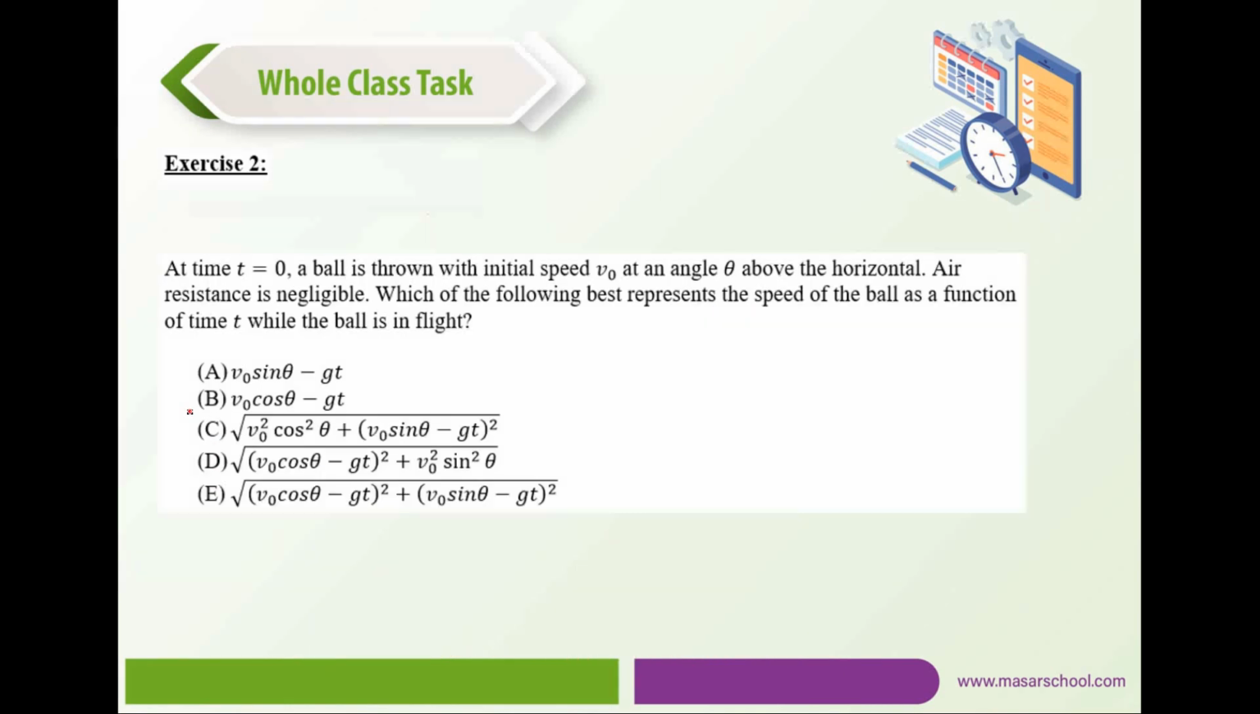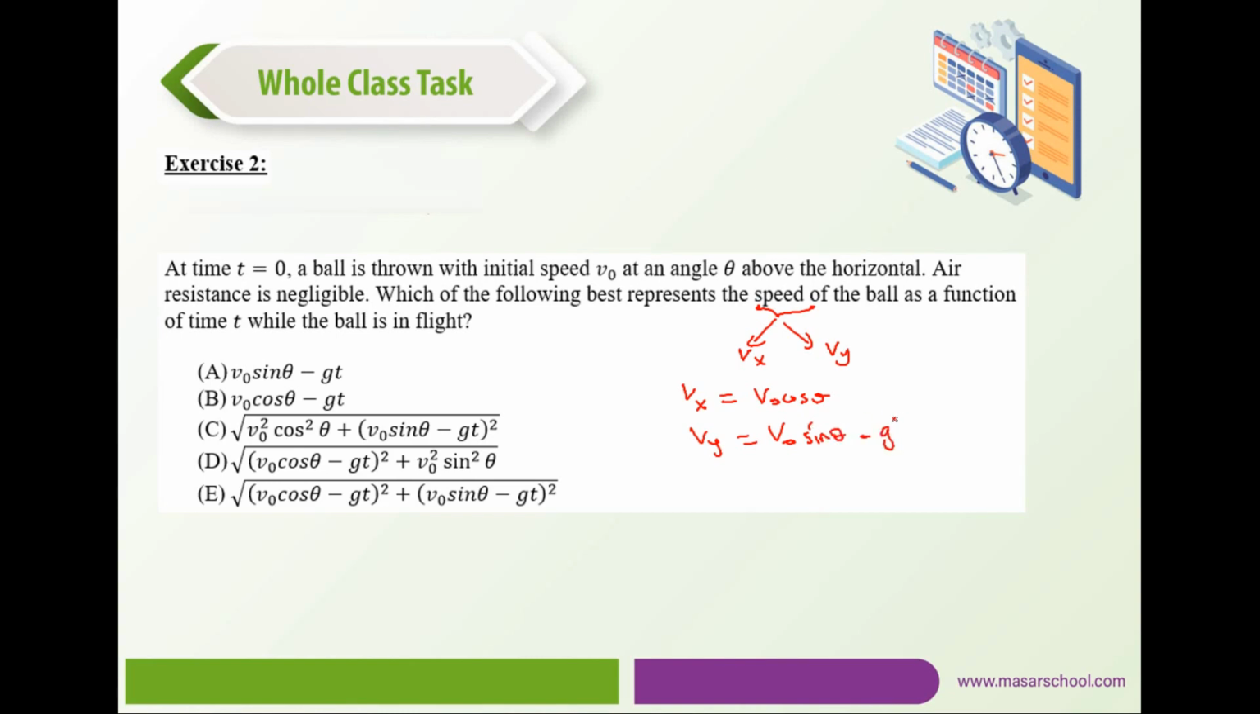Now exercise 2, at time t is 0, a ball is thrown with initial speed v0 at an angle theta above the horizontal. Air resistance is negligible. Which of the following best represents the speed of the ball as a function of time t, while the ball is in flight? We know that during the flight we have two components, vx and vy, but they're asking us for the speed, which is the combination of vx and vy, and this is given by the Pythagorean sum. Vx is v0 cosine theta t, whereas vy starts from an initial value given by v0 sine theta, and it will decrease by the linear term minus gt.